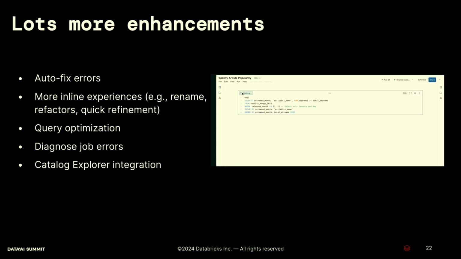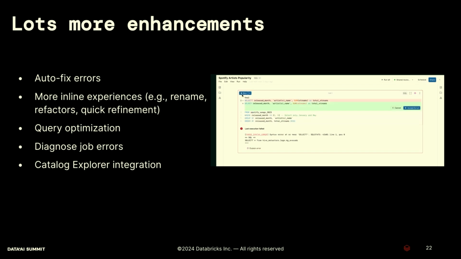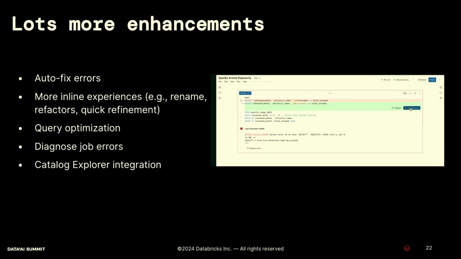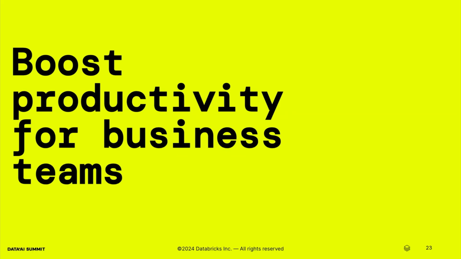And then we have many, many new UI features coming out in the next weeks and months. Things like automatically fixing errors as you type, more inline experiences, query optimization and trying to fix common query mistakes that we see from our users, diagnosing job failures, and other types of cross-product integrations like our Catalog Explorer. So with that, I will hand it over to Richard, who is going to walk through how Databricks IQ helps business teams be more productive.